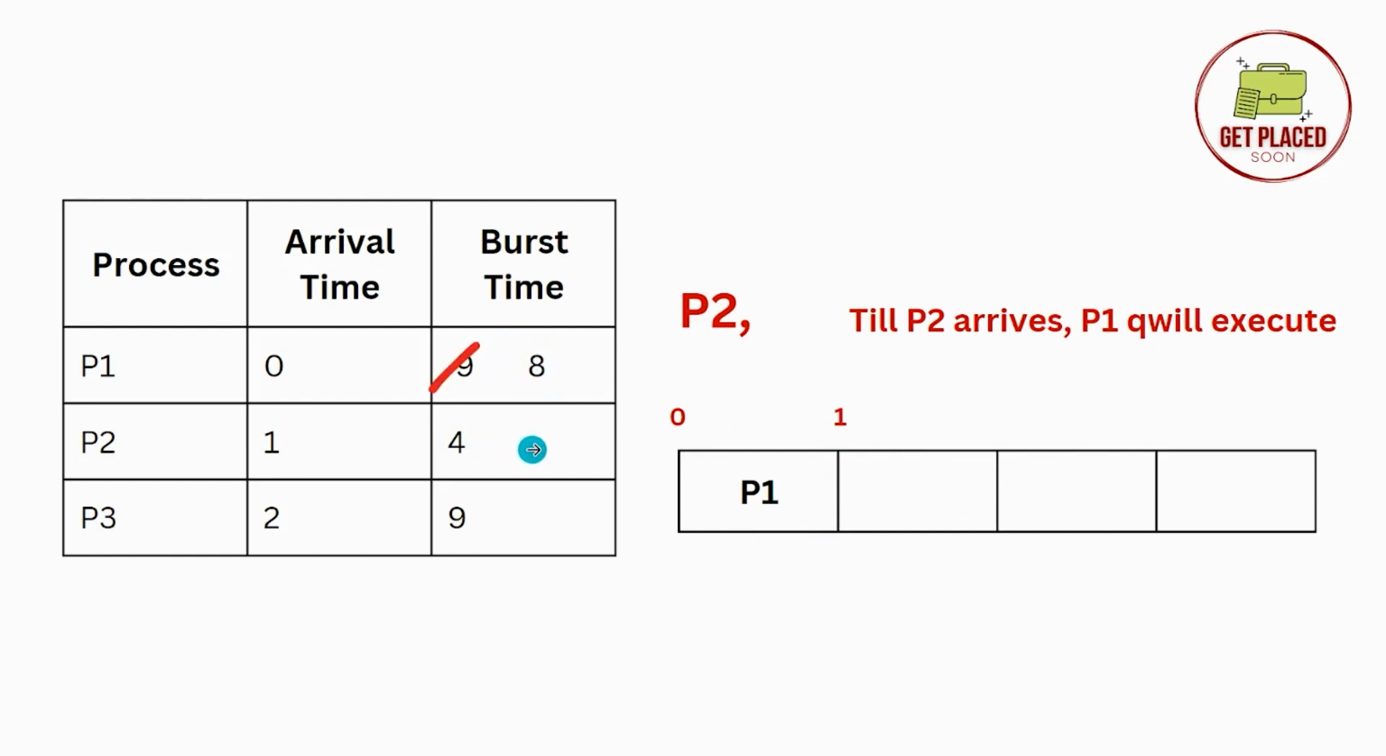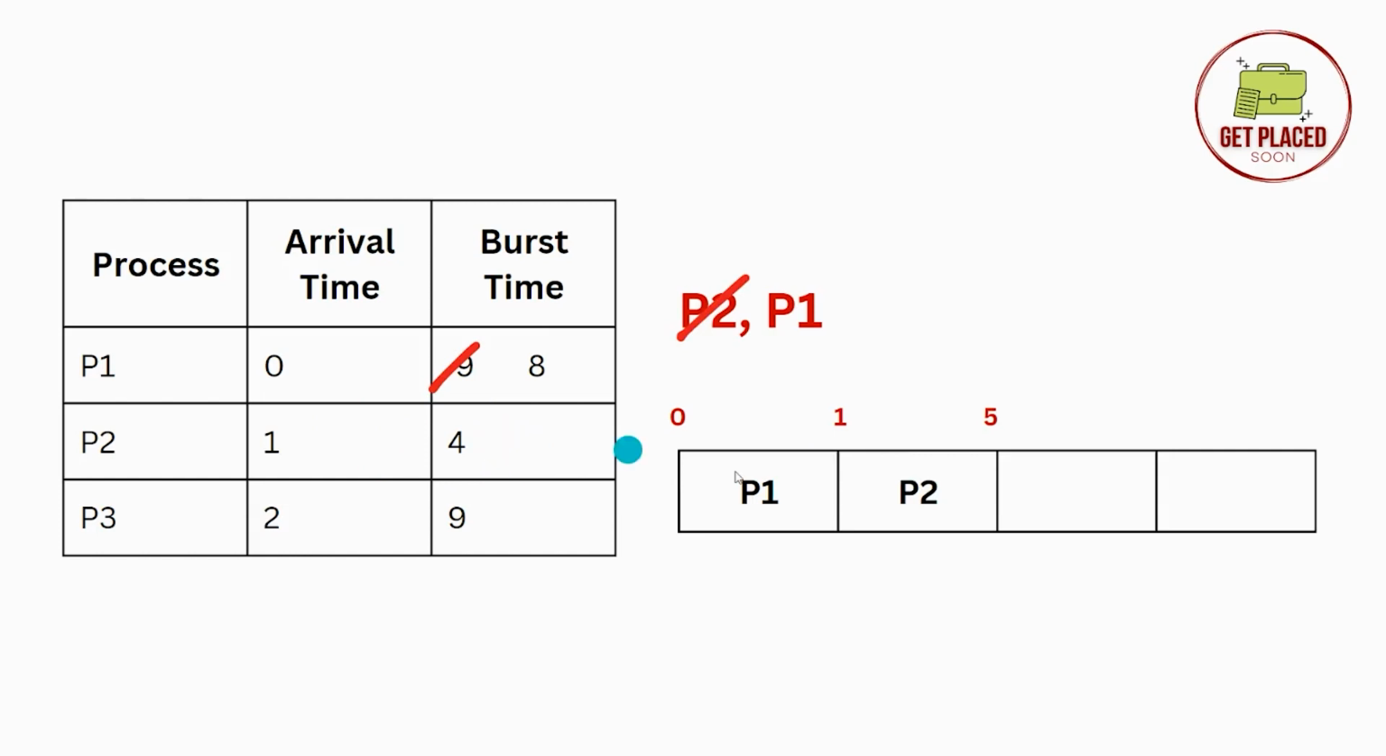After that, we will go with P2. P2 consists of 4 burst time. So 1 plus 4 is equal to 5. P2 execution is completed. Now we are left with P1 and P3. Here you can see the time is 5 and P1 has arrived. Also P3 has arrived. But P1 is having less burst time, that is 8, and P3 is having more burst time, that is 9. Therefore we'll continue with P1. 5 plus 8 is equal to 13. P1 is completed. Now 13 plus 9, 22. P3 is also completed. So this is how we draw the Gantt chart for this problem.